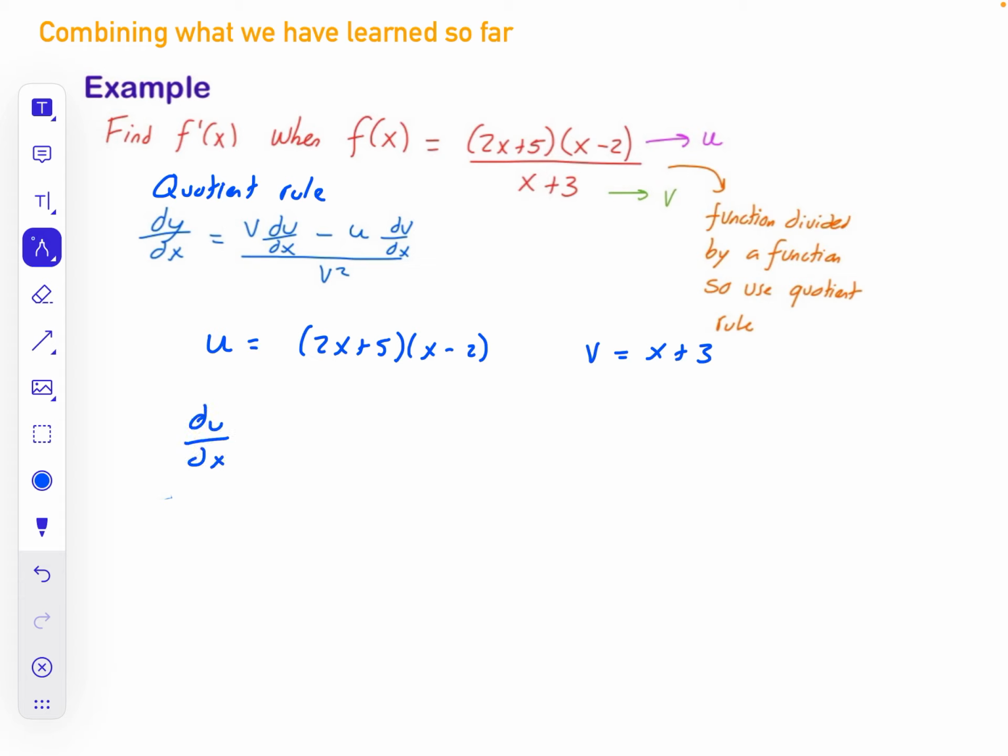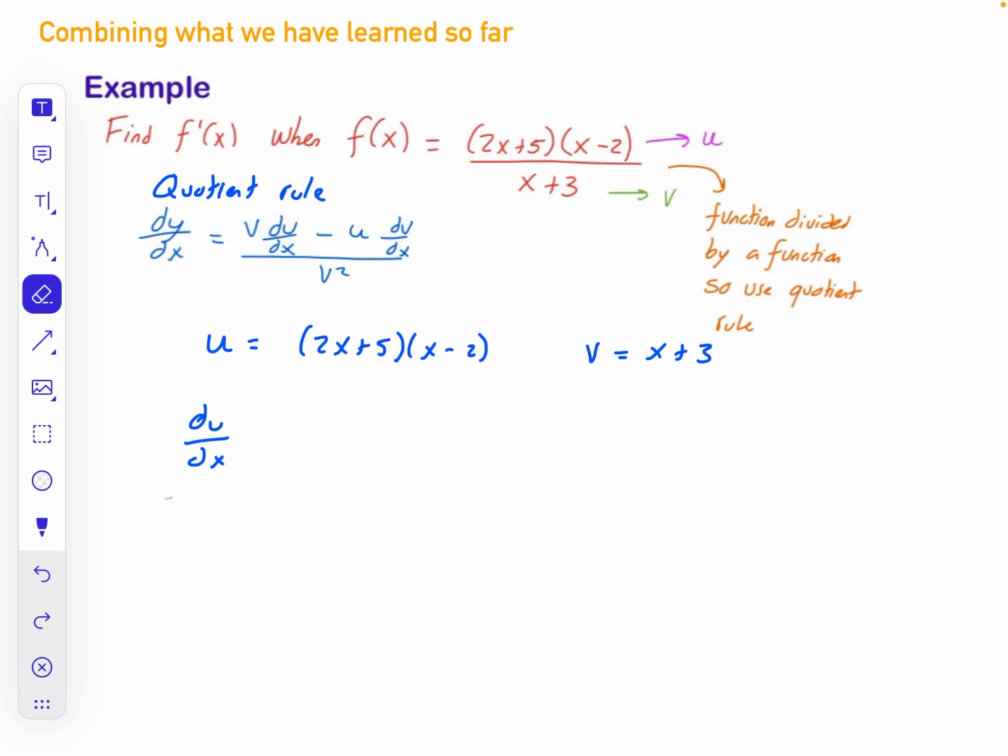And v is the bottom. Now, I need to find du dx. If I want to differentiate that u, that is actually two functions being multiplied by each other. So really to differentiate that, I need to use the product rule. But if I think about this, I'm going to end up using the product rule within the quotient rule. It's possible, it's fine, but there is something else that I could do.